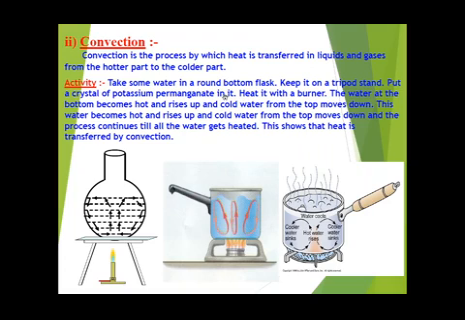Take some water in the round bottom flask. Here we have taken some water in the round bottom flask. Keep it on a tripod stand. One stand is taken, tripod stand is taken. Put a crystal of potassium permanganate in it, and one crystal of potassium permanganate is dropped in this round bottom flask. Now we have started heating it with the help of a burner.